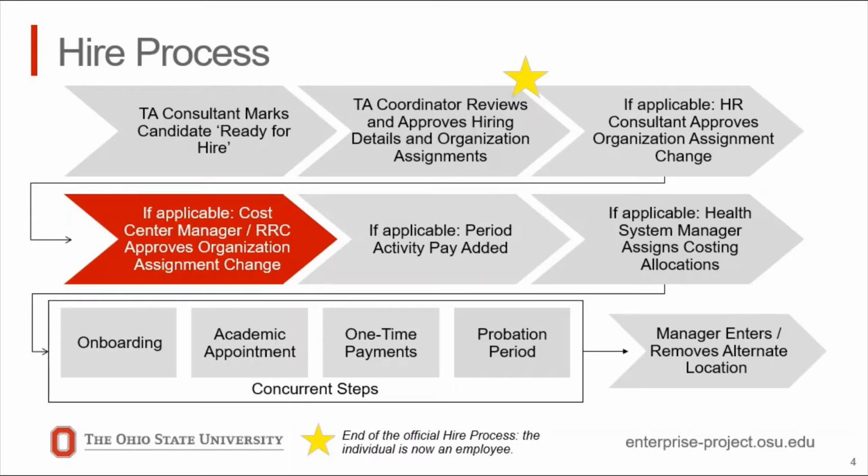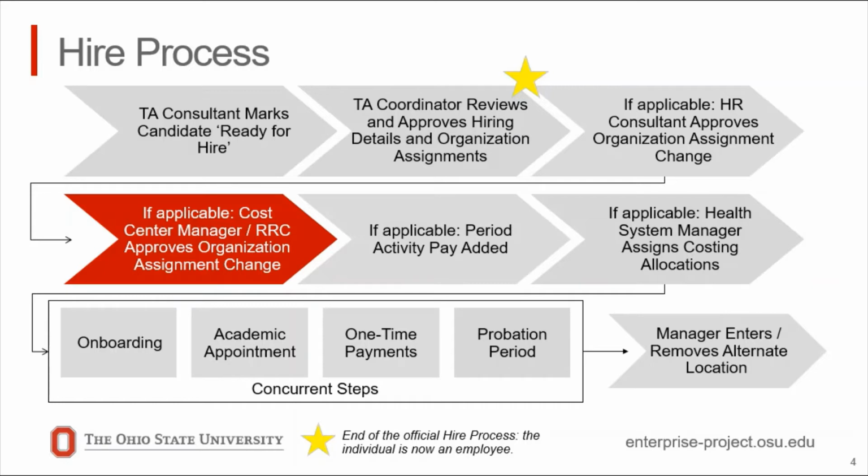Here, we are going to cover an overview of the hire process and the other parties that are involved throughout the steps. You will also notice a yellow star on this process flow. At the point where the TA coordinator reviews and approves the hiring details, the individual is technically hired into the university. However, we are covering a longer process today to show all of the other steps that occur following that approval.